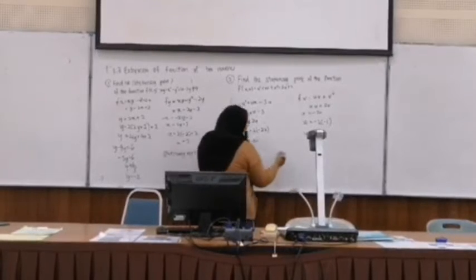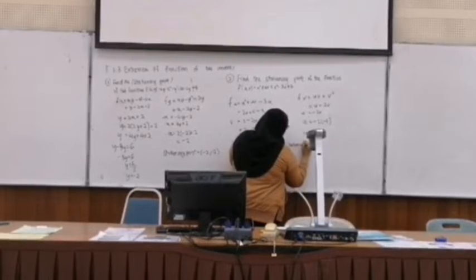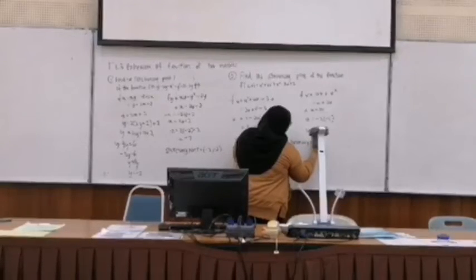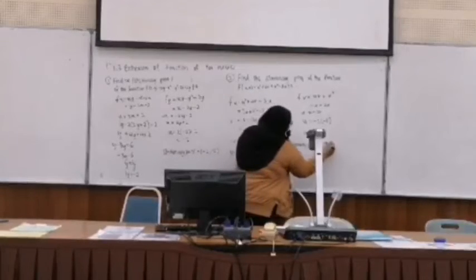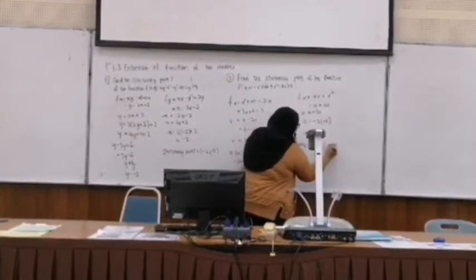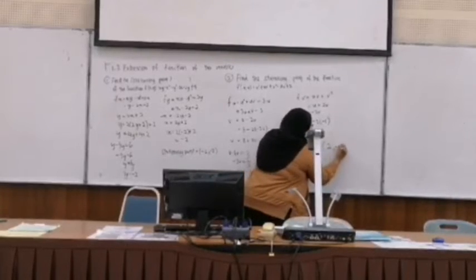So the stationary point, which they ask for in u and v, is that the value of u is 2 and the value of v is -1.